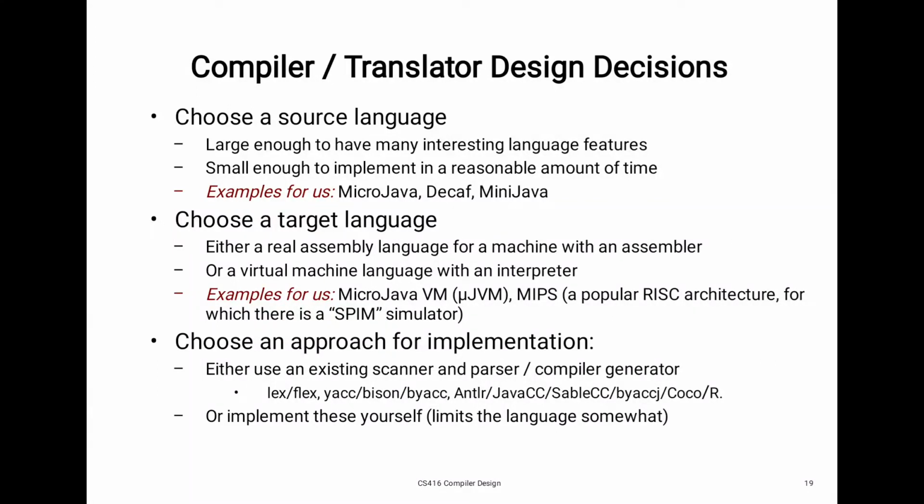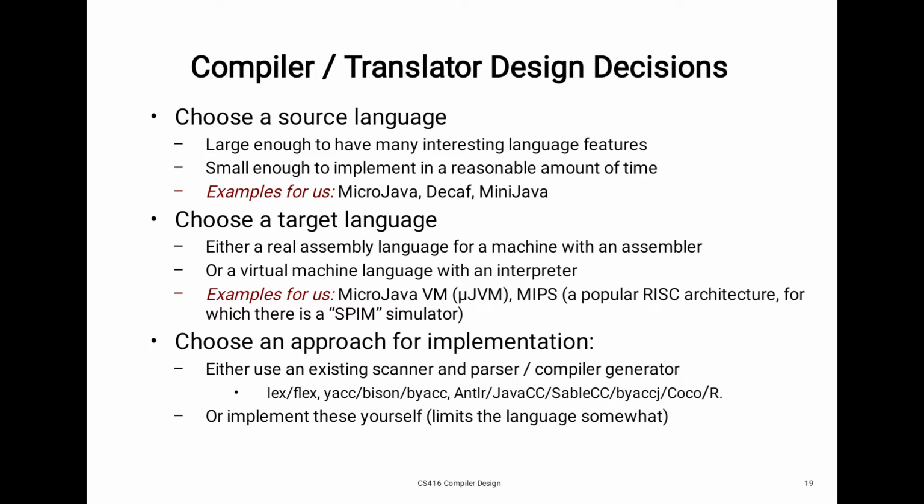Now we are going to discuss the compiler translation design decisions. Choose the source language, large enough to have many interesting language features, small enough to implement in a reasonable amount of time. Examples: MicroJava, Decaf, MiniJava, and so on. Choose the target language, either a real assembly language for a machine with an assembler or a virtual machine language with an interpreter. Examples are MicroJava VM, MIPS machine, and so on. Choose the appropriate one for implementation.